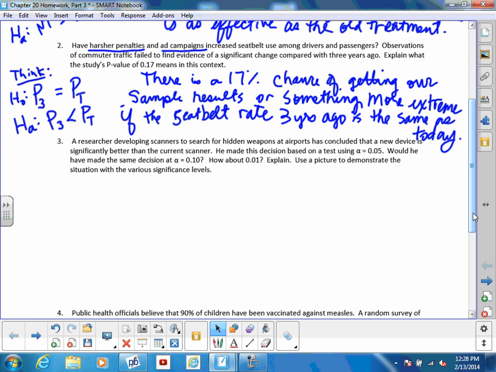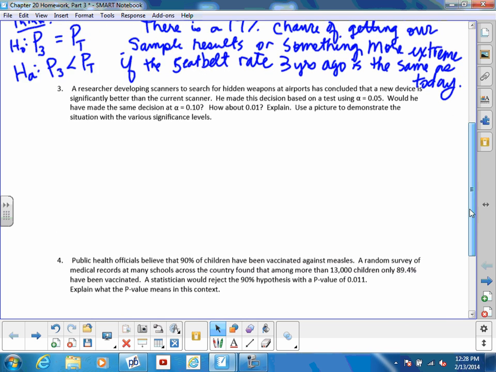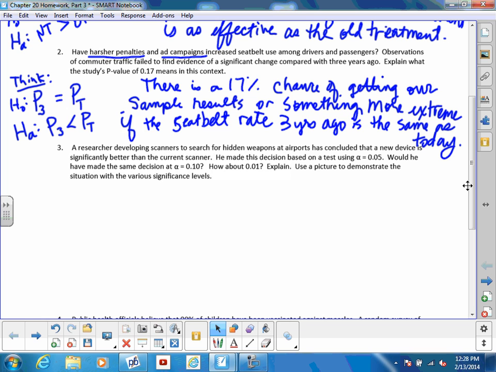Okay, good. Hey, do you get why you can't say the ad campaign? Remember, so you can't do that. You can't say, oh, it's because of harsher penalties or whatever. Oh, by the way, why do you think with a p-value of 0.17 you would fail to reject? Because that 0.17 is probably greater than the default alpha, which is 0.05. Okay, so that's probably why it failed to find evidence.